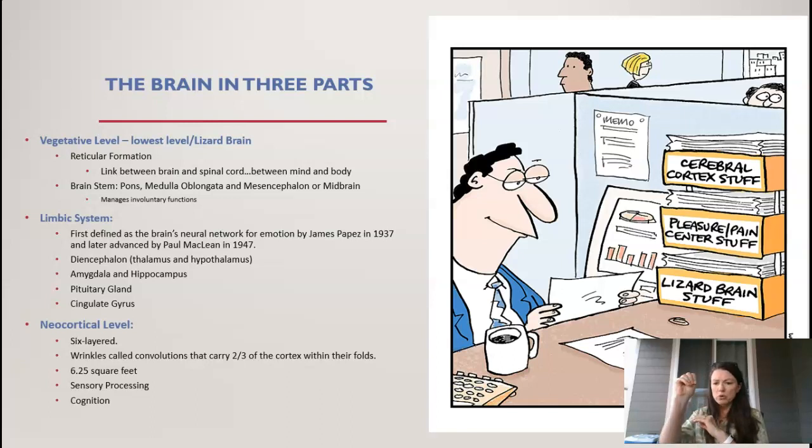Then if you put your fingers down, all of this is the neocortical level. It's what we call, very technically, that thinky brain, 6-layered. It has all the wrinkles when you look at the brain, called convolutions, that carry 2/3 of the cortex within those folds. So without those folds, it could be 6¼ square feet. It'd be very big. All those folds allow us to have a lot more information stuffed into that brain.